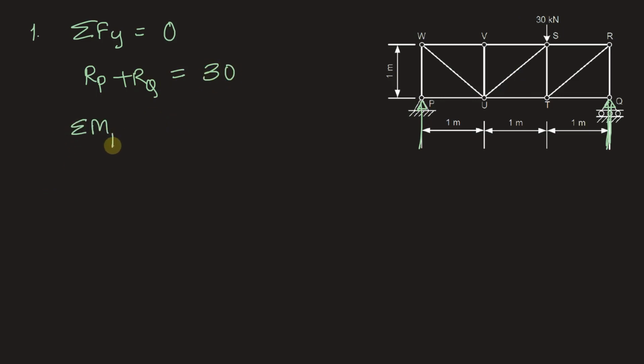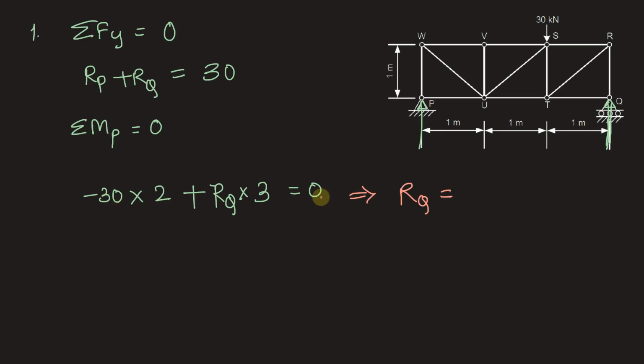If we take summation of moment about P equal to 0, the moment created by the 30 kilonewton load is clockwise, so we take it as minus 30 into the distance, which is 2 meters, plus RQ is creating an anti-clockwise moment, so RQ into 3 meters, is equal to 0. From here we directly get the value of RQ: minus 60 goes to the right hand side and becomes plus 60 by 3, that is 20 kilonewton. The load is in kilonewton, so we get the reaction in kilonewton itself. Now we know that this reaction RQ is 20 kilonewton.